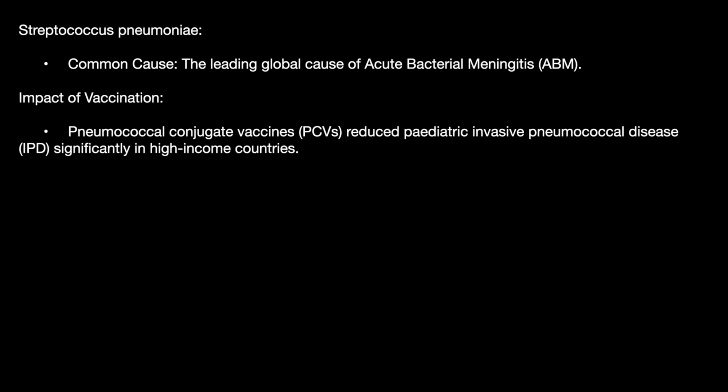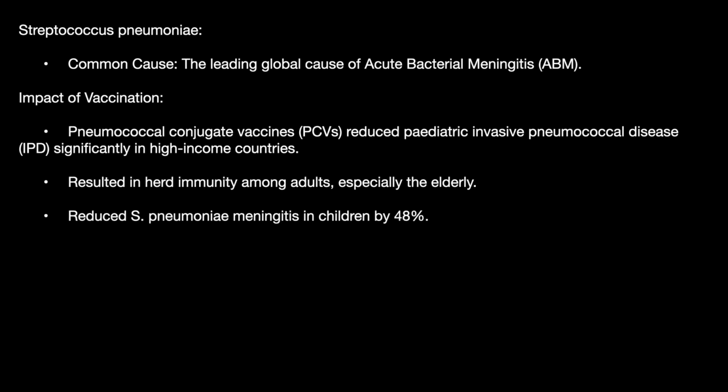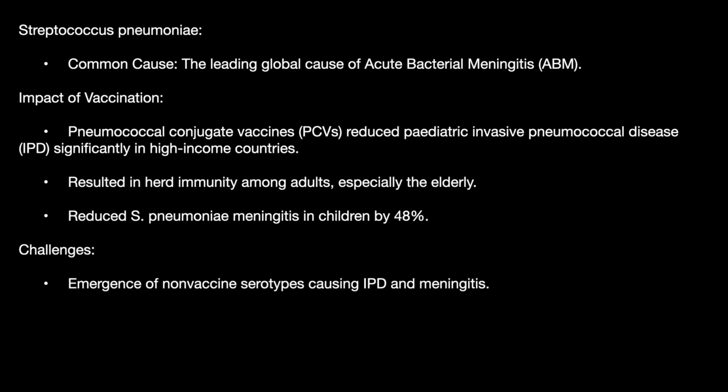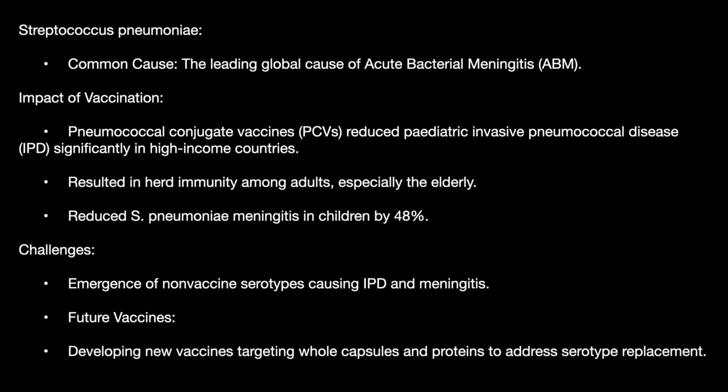Regarding the impact of vaccination, the pneumococcal conjugate vaccine reduced pediatric invasive pneumococcal disease significantly in high income countries. This has resulted in herd immunity among adults, especially the elderly. Meningitis is reduced in children by 48%, while the challenge that we see is the emergence of non-vaccine serotypes causing IPD and meningitis. Future vaccines are being developed, targeting whole capsules and proteins to address this serotype replacement.